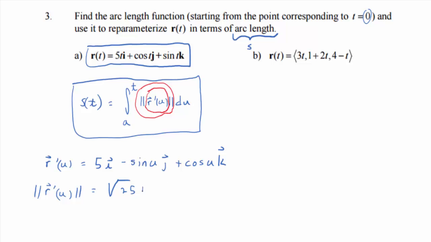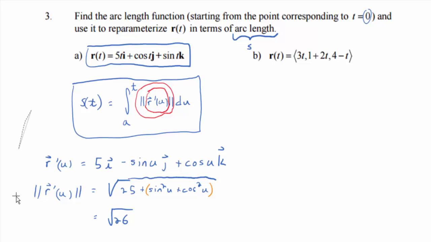25 plus, yeah, let's go ahead and show the work here. Sine squared u, I mean the negative disappears, right, when you take this, so I didn't bother putting it in there, plus cosine squared u. And then somebody already said it. What is sine squared plus cosine squared? What does that turn out to be? Just 1, so you get root 26 in there. Everybody agree with that?